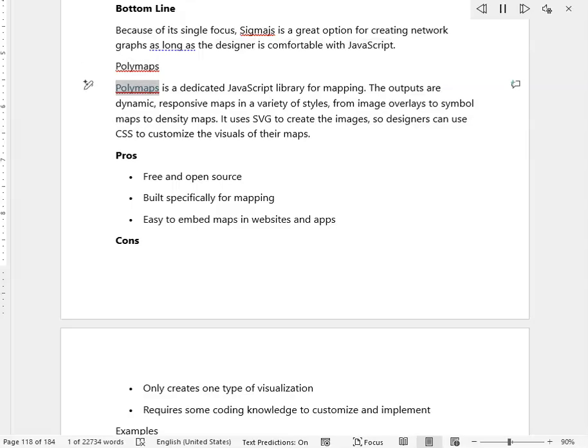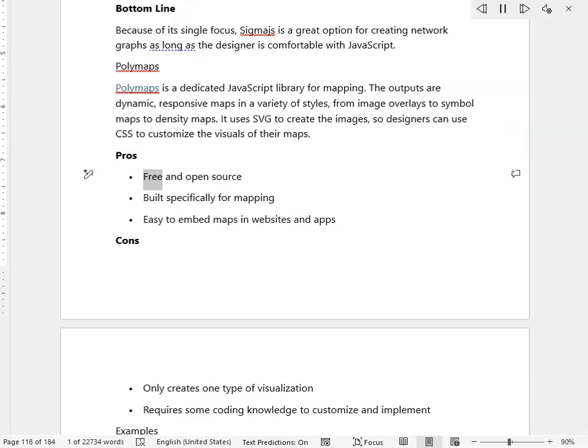Polymaps. Polymaps is a dedicated JavaScript library for mapping. The outputs are dynamic, responsive maps in a variety of styles, from image overlays to symbol maps to density maps. It uses SVG to create the images, so designers can use CSS to customize the visuals of their maps.